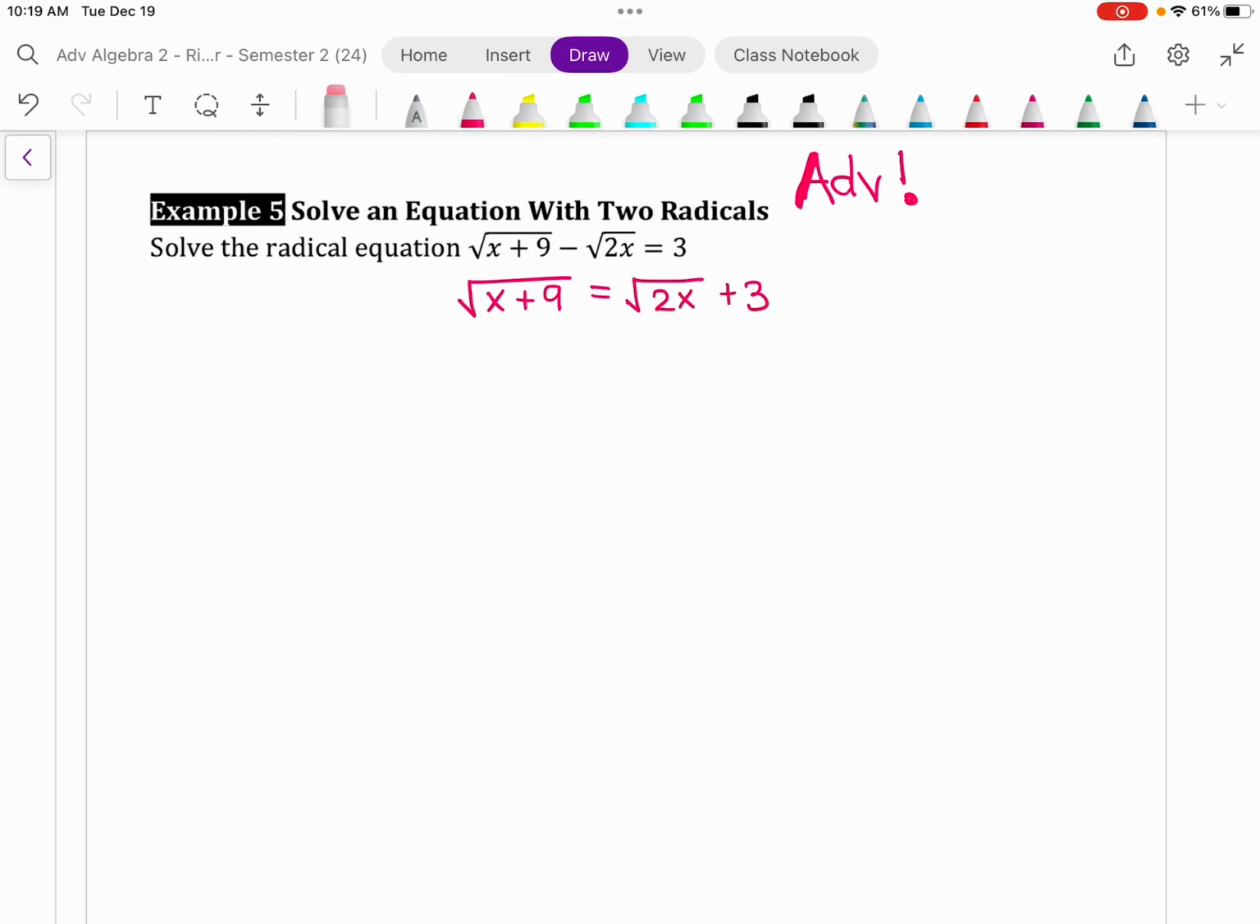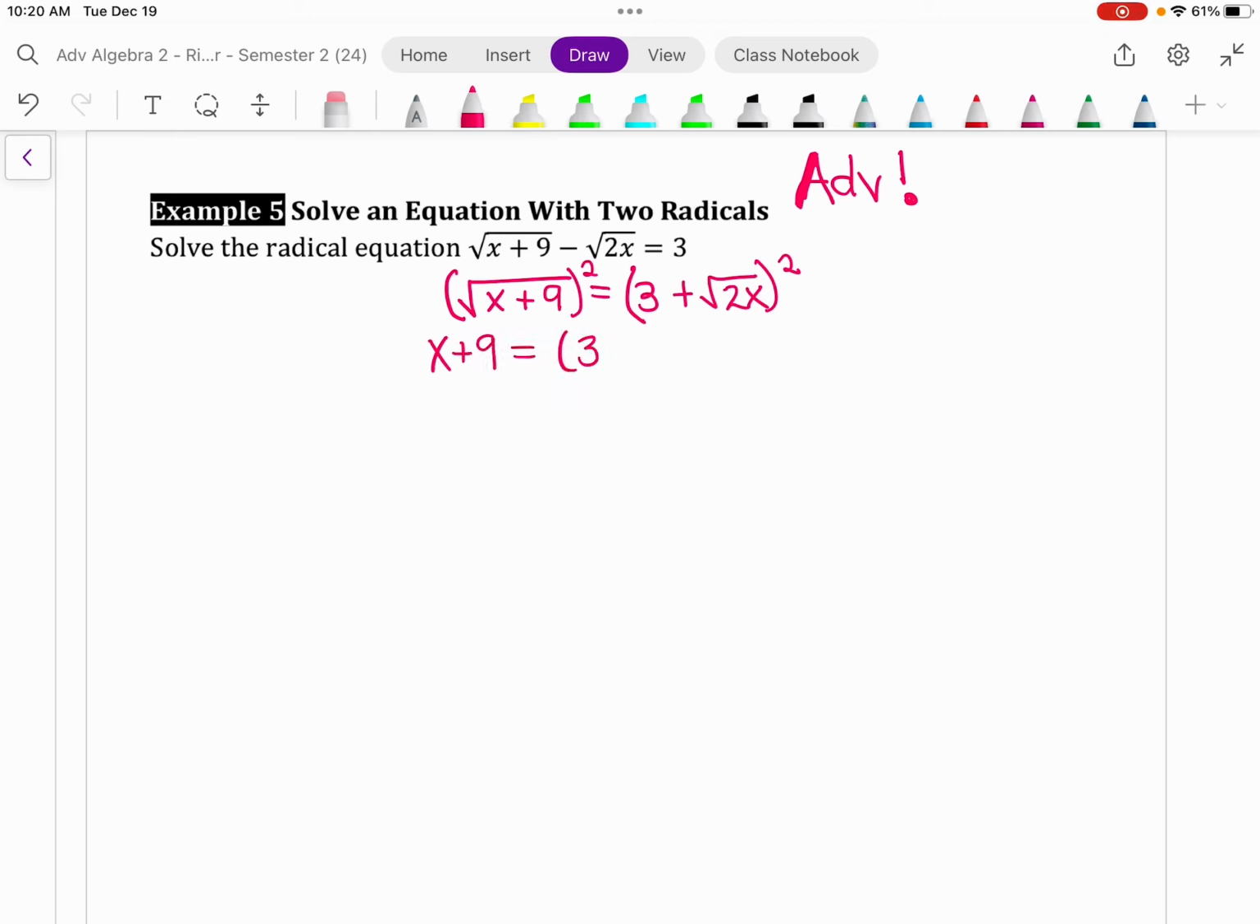Okay, if it makes you happier, maybe it does. We're going to say 3 plus square root of 2x. Again, it does not matter. Have fun. To get rid of this square root, I am going to square both sides. This side becomes x plus 9.